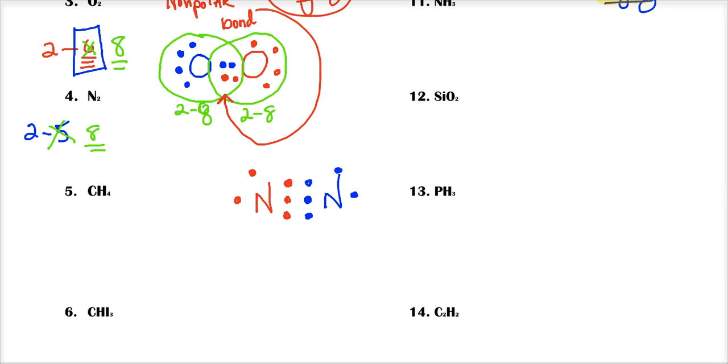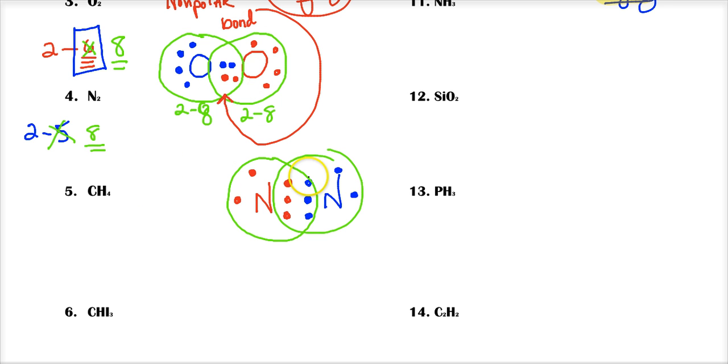Okay. So you add another bond. And there it is. And each one now has 8. And that's how we do it. Okay? Very simple. Now, this N has 3 bonds.